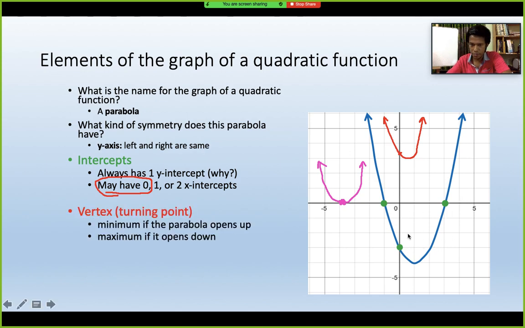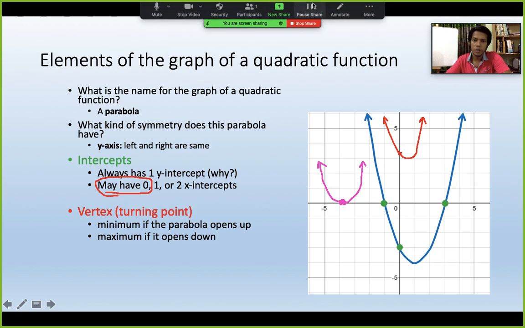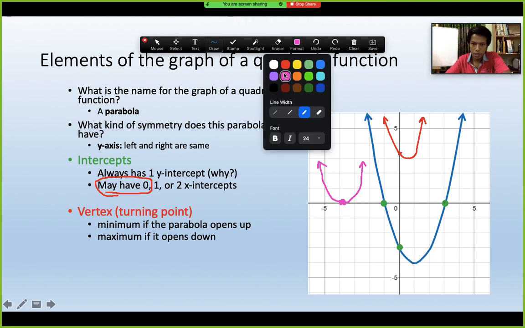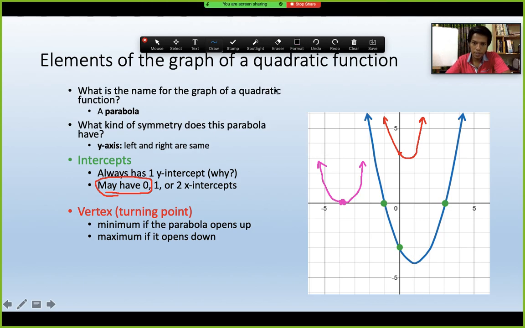You can see the intercepts are marked here. Vertex. Vertex means the turning point. What is the vertex here? This is the turning point. Let's use black color now. So this is the vertex. This is called the vertex. For this graph, this is the vertex, the turning point. Let me draw another one here.